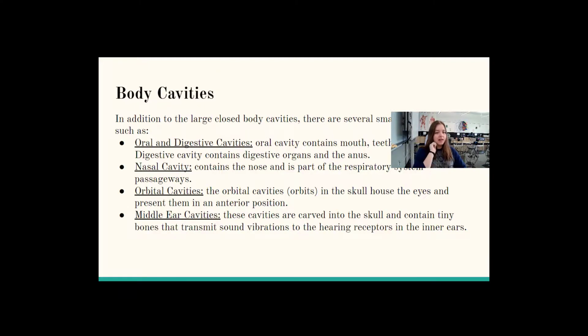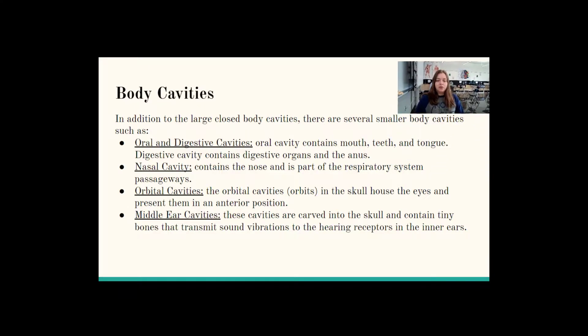All right, very last slide. In addition to those large closed body cavities, there's also several smaller body cavities that are open. And here they are. We have our oral and digestive cavities. The oral cavity contains the mouth, teeth, and tongue, and the digestive cavity contains digestive organs in the anus.